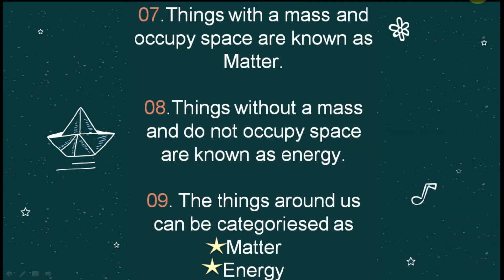7. Things with a mass and occupy space are known as matter. Things without a mass and do not occupy space are known as energy, as we discussed earlier. Light, heat, just like that. 9. The things around us can be categorized as matter and energy. Next.